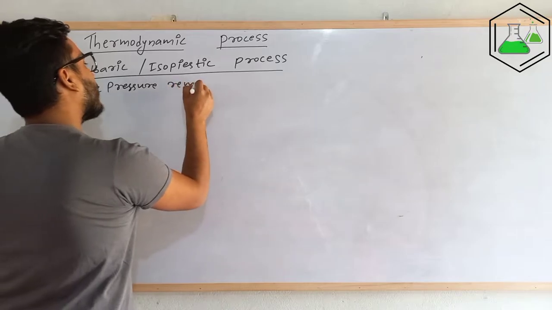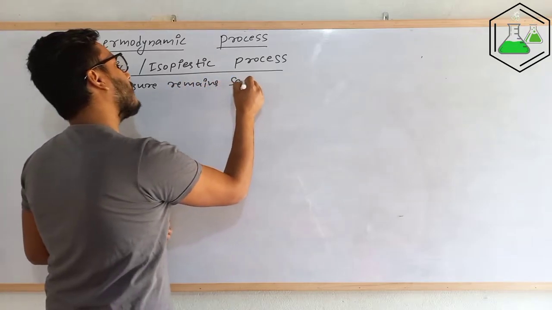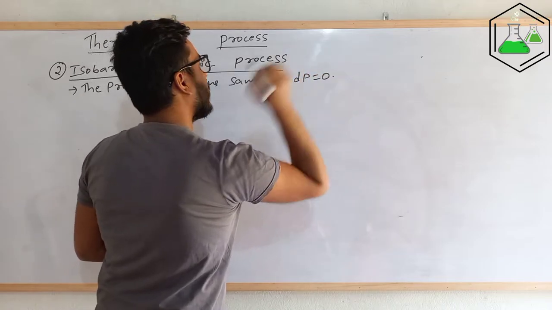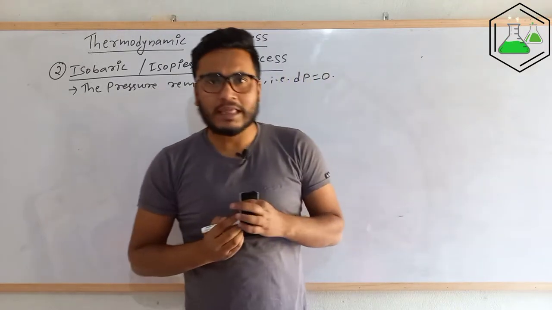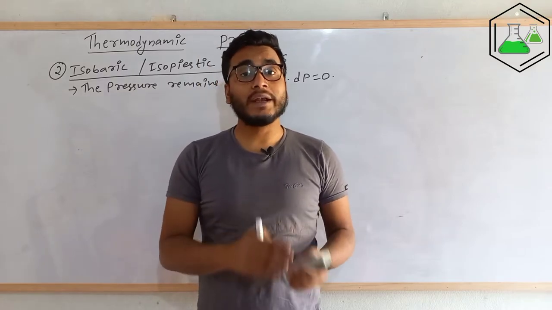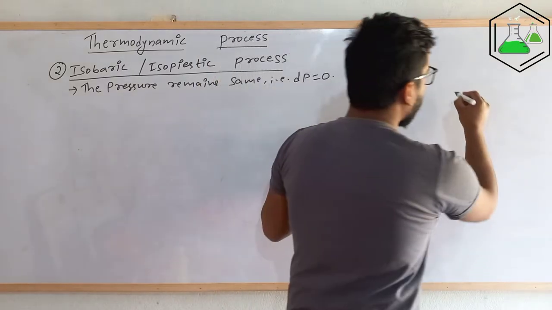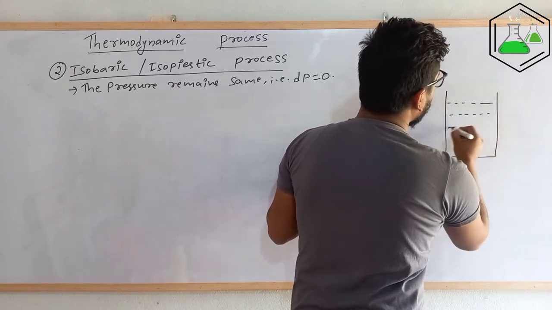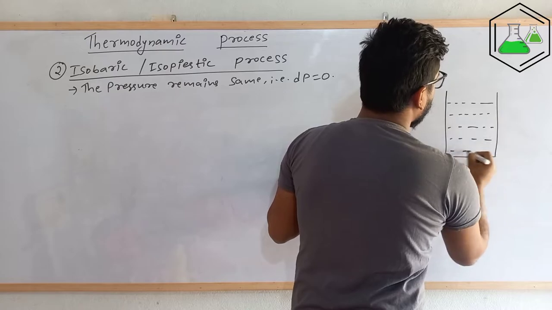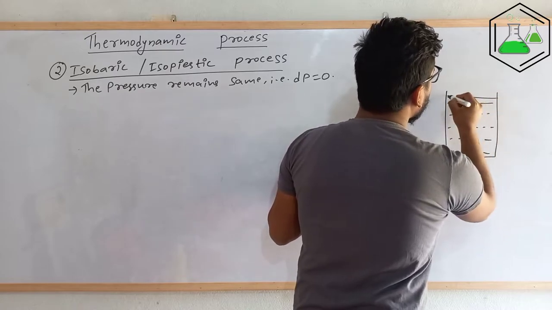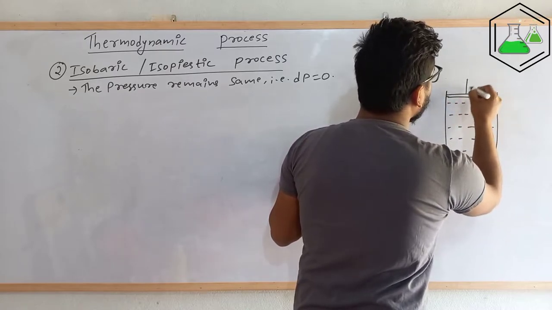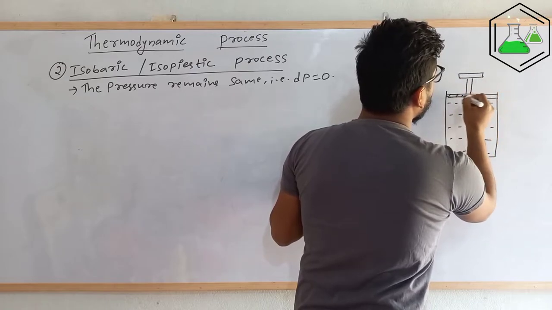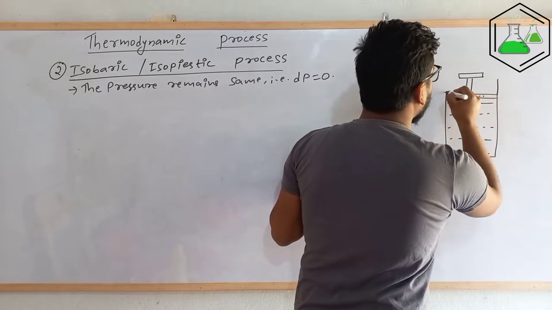The pressure remains same. That is, dp will be equal to 0. Now, this type of process happens in a cylinder having a weightless and frictionless piston. Let us consider a cylinder in which there is the substance under study and there is this weightless and frictionless piston.